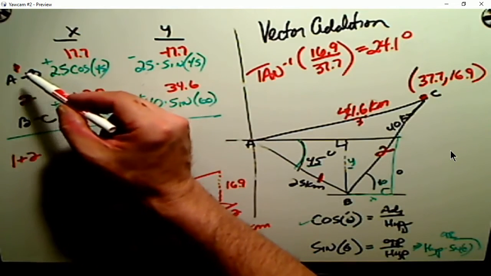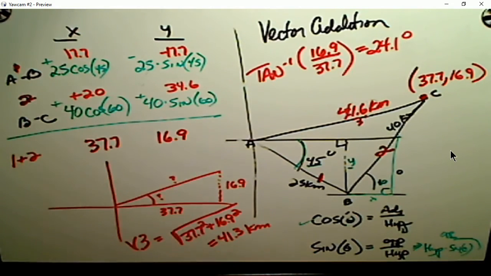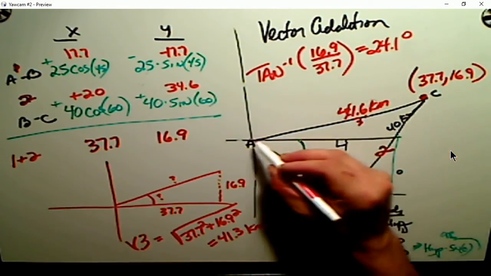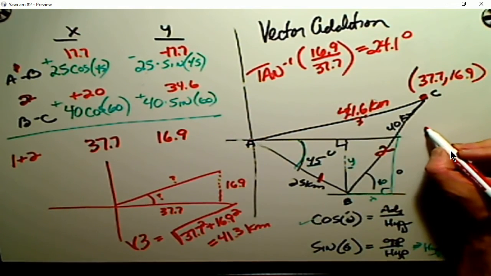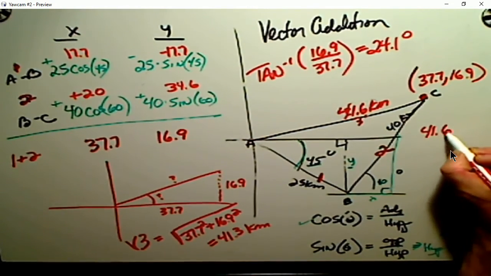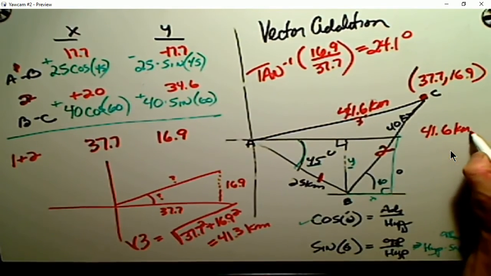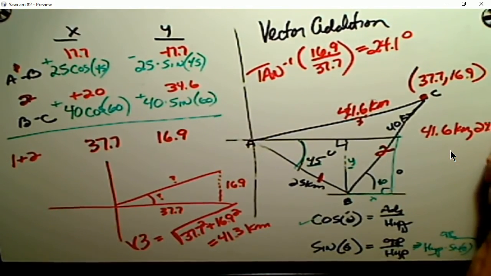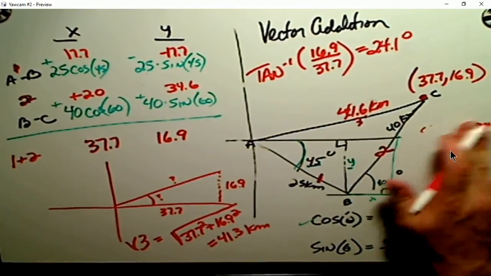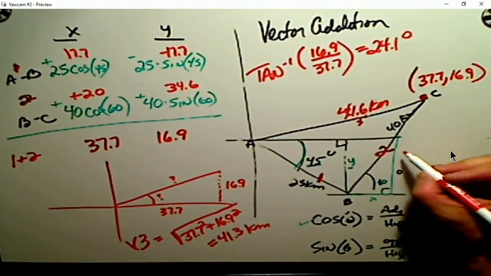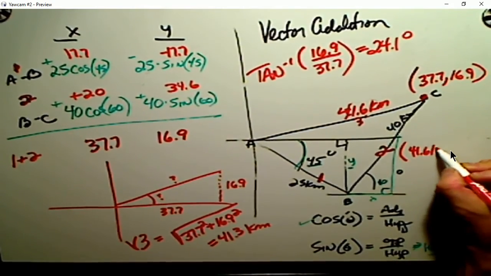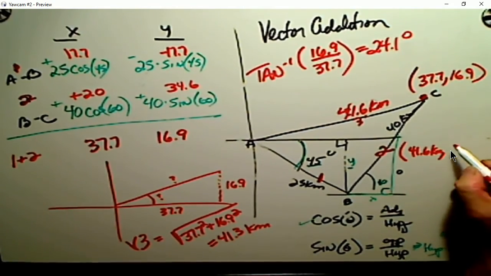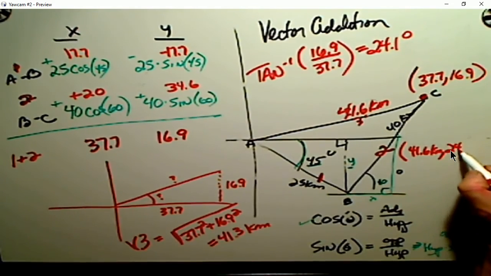After they walked from A to B and then B to C, the final position, the vector from A to C, is going to be 41.6 kilometers, 24.1 degrees. Let me write that a little better for you right here. 41.6 kilometers, 24.1 degrees.